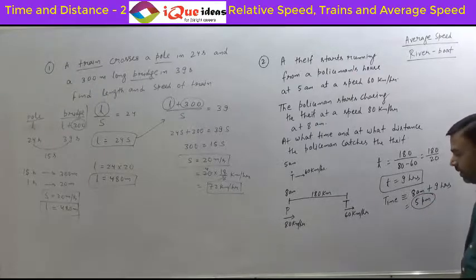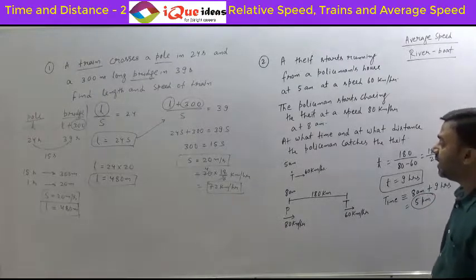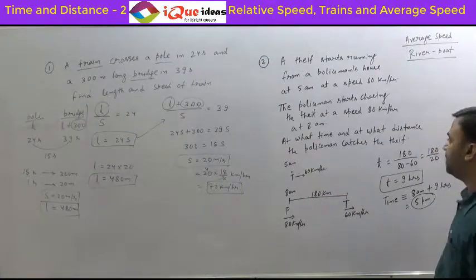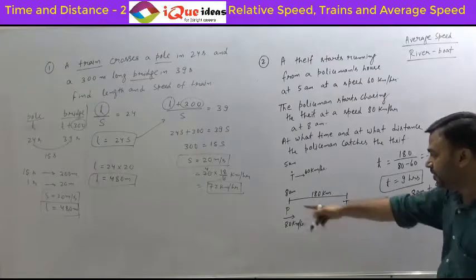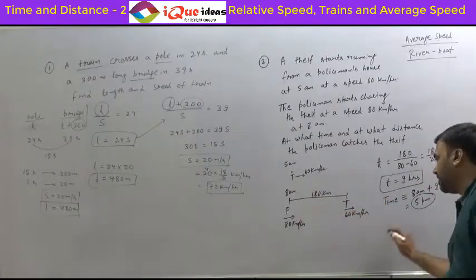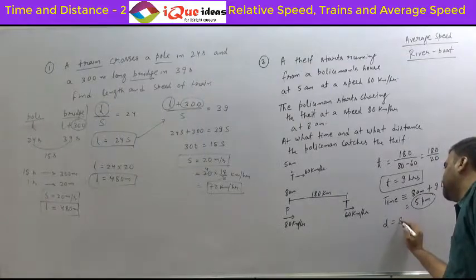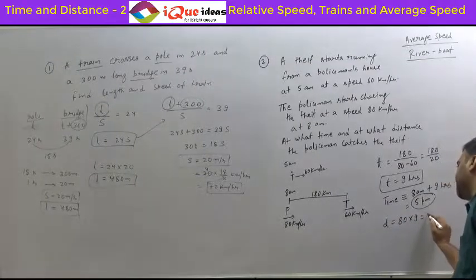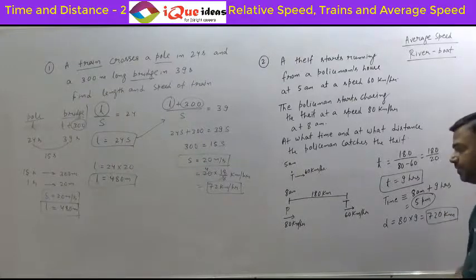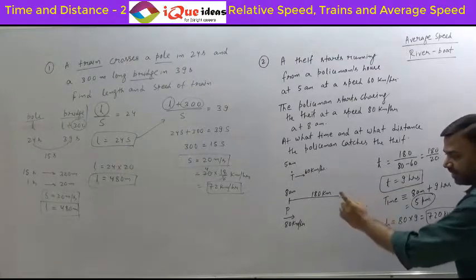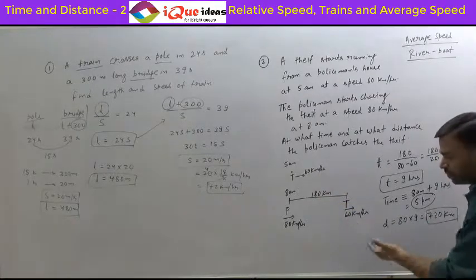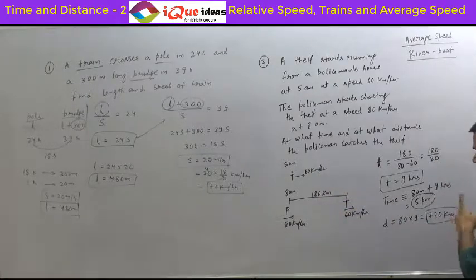Alright. Now the second part of the question is, at what distance from the policeman's house will the thief be caught? The policeman has started at 8 a.m. He has travelled for 9 hours. The speed of the policeman is 80 kilometers per hour. So the distance is 80 into 9, which is 720 kilometers. Right? The policeman has travelled for 9 hours at a speed of 80, whatever distance he has travelled to catch the thief. So the total distance will be 80 into 9, which is 720 kilometers.